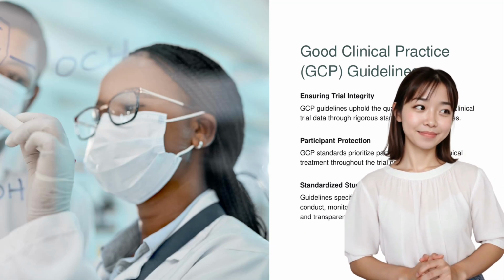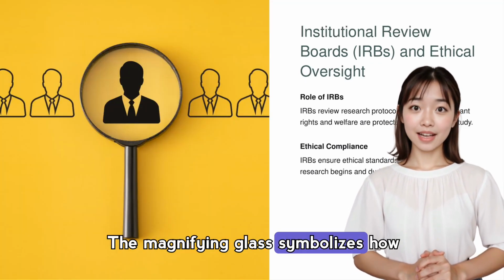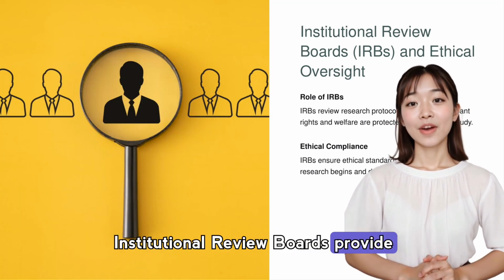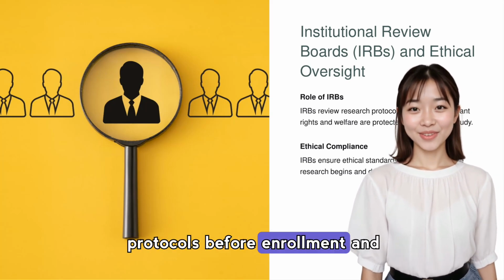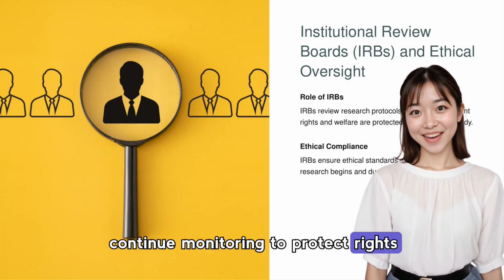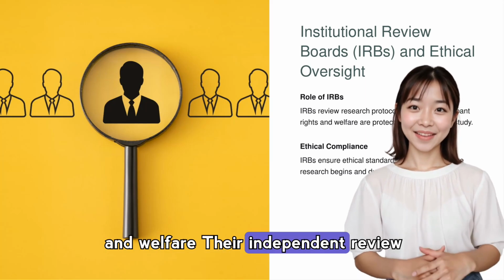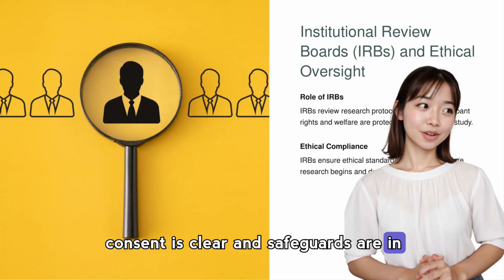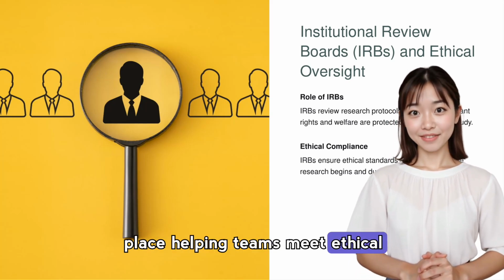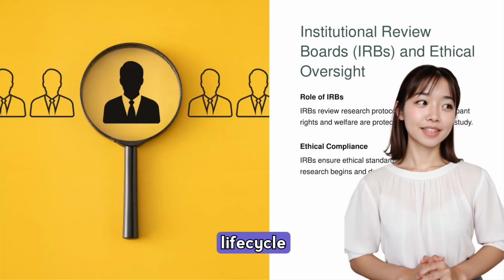The magnifying glass symbolizes how institutional review boards provide focused oversight. IRBs evaluate protocols before enrollment and continue monitoring to protect rights and welfare. Their independent review checks that risks are reasonable, consent is clear, and safeguards are in place, helping teams meet ethical obligations throughout a study's life cycle.